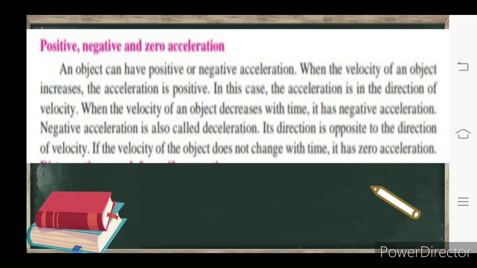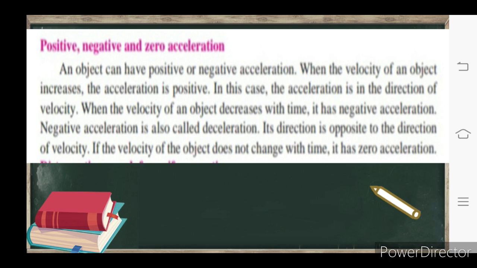Now there are again three kinds of acceleration: positive acceleration, negative acceleration and zero acceleration. An object can have positive or negative acceleration. When the velocity of an object increases, acceleration is positive. It's very simple to understand. If the velocity of any object increases, that acceleration, or change in velocity per unit time, is always positive. In that case, acceleration is in the direction of velocity.